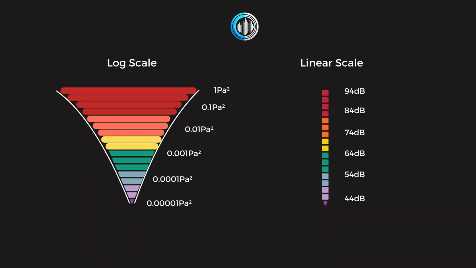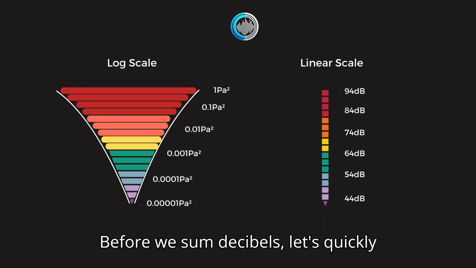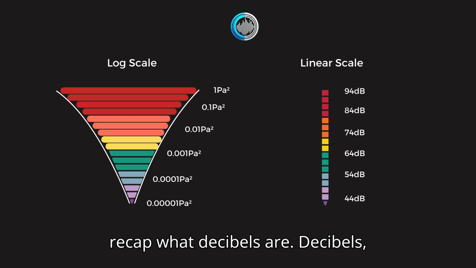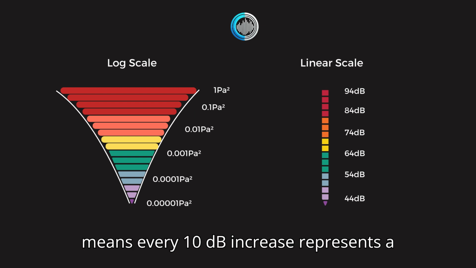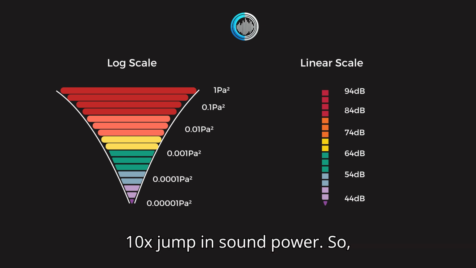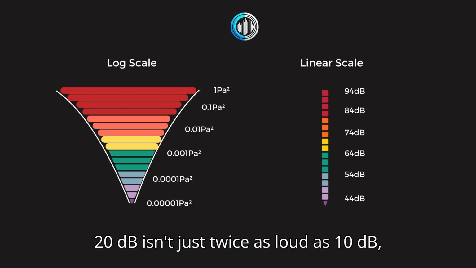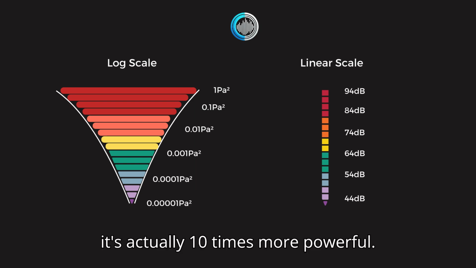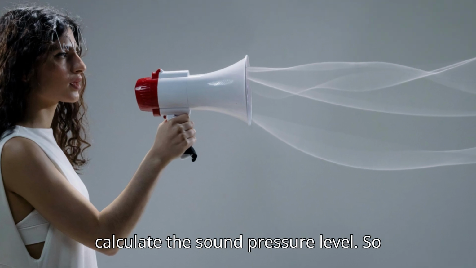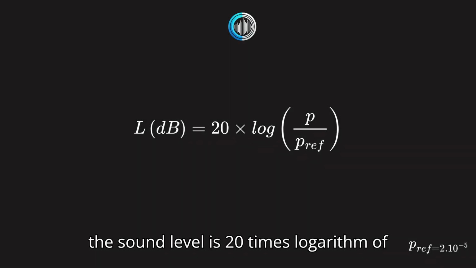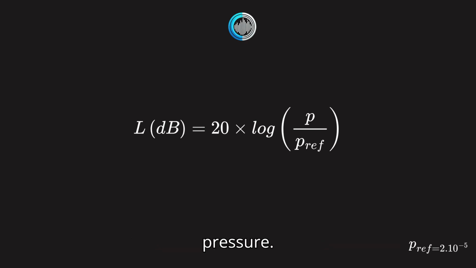Let's dive in. Before we sum decibels, let's quickly recap what decibels are. Decibels, or dB for short, measure sound intensity on a logarithmic scale. This means every 10 dB increase represents a 10x jump in sound power. So, 20 dB isn't just twice as loud as 10 dB, it's actually 10 times more powerful. A quick reminder of the formula of how to calculate the sound pressure level. The sound level is 20 times the logarithm of the sound pressure divided by a reference pressure.